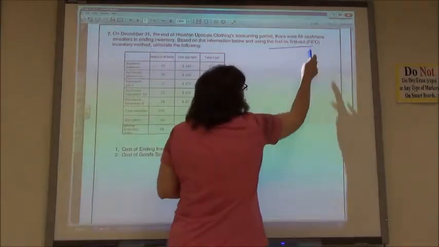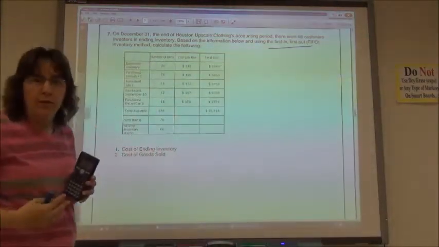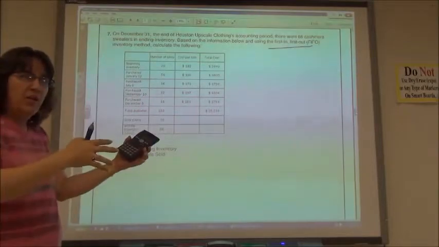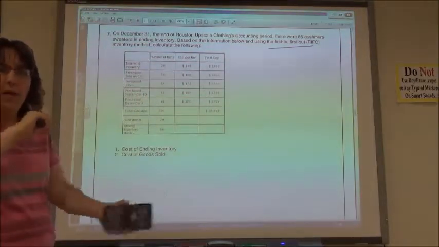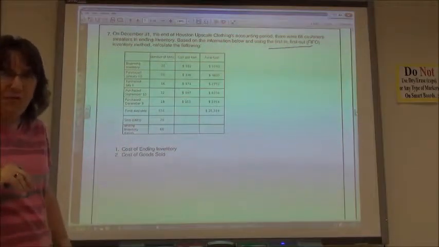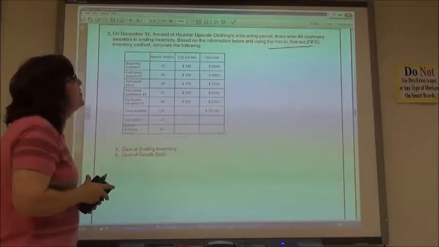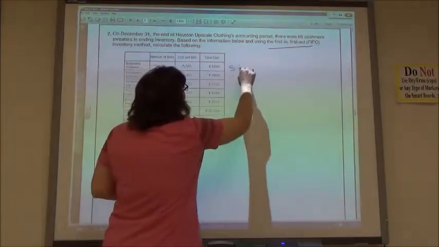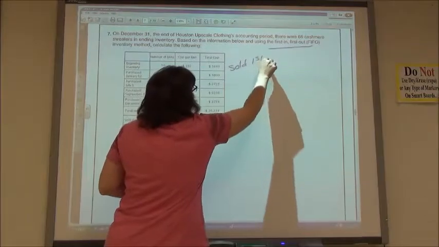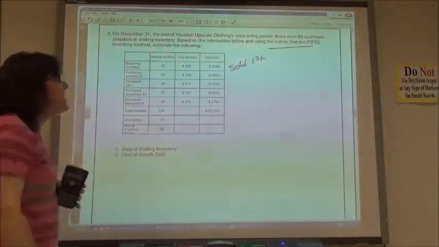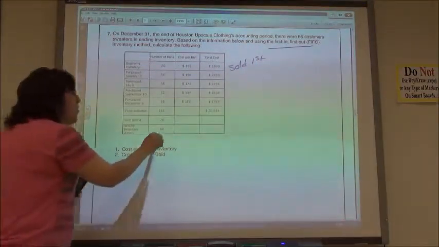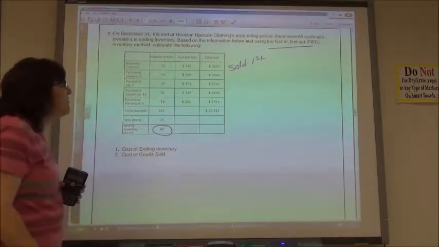First in, first out. It's what you want to use for fruit. The first stuff I have on the shelf, I want to sell first so I don't have old stuff left over. And so first in, first out means this stuff was sold first. So this is the stuff I have left in inventory. So I know I have 66 left in inventory.